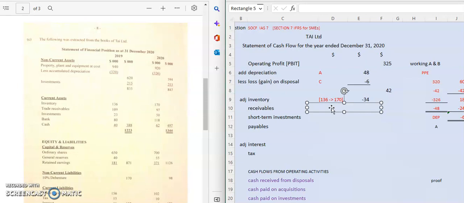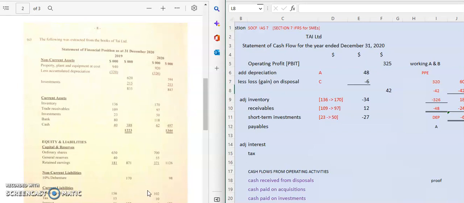For the receivables, we are moving from 109 to 97. So that means that that part is decreasing. And if those decrease, we must add. So we're going to add 12. The short-term investments started at 23 and finished at 50. So I mean we spent some more money. We spent $27,000 to get that. So we subtract.